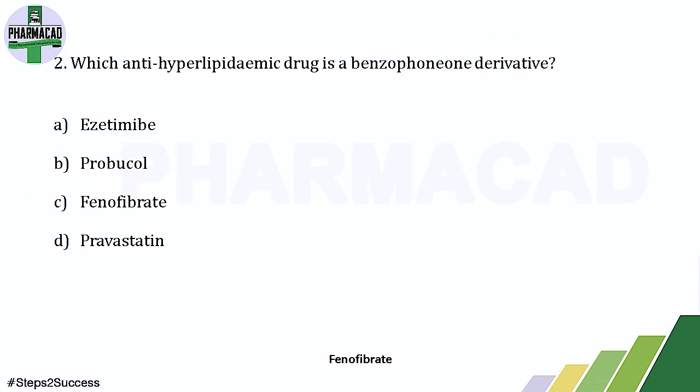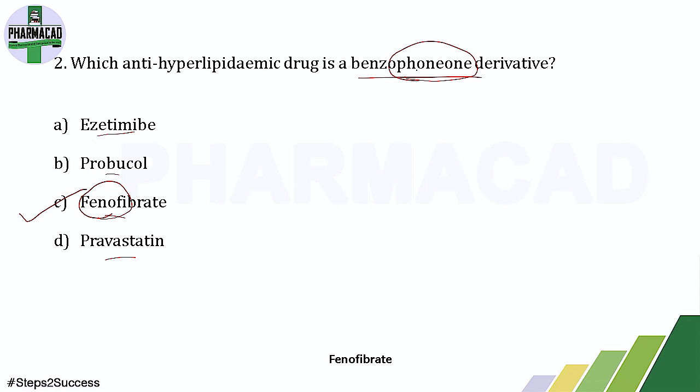Next question. Which anti-hyperlipidemic drug is a benzophenone derivative? Okay, when they say benzophenone, the options here are ezetimibe, probucol, fenofibrate and pravastatin. When they say benzophenone, the name itself suggests fenofibrate. So you can correlate like this, and the correct option here is fenofibrate.